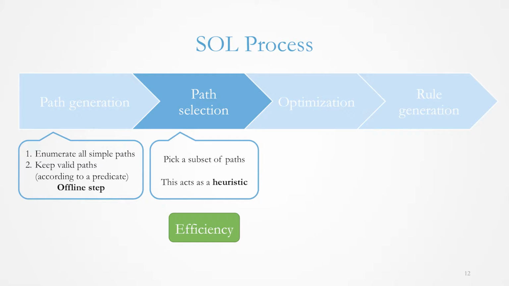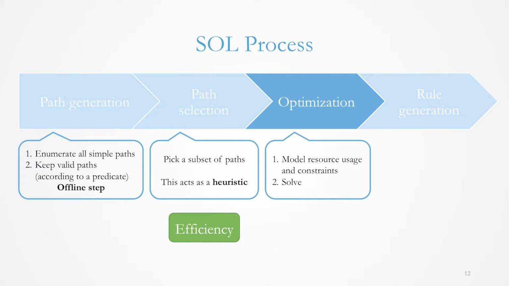Number 2 is path selection or path pruning, right? This works as a general heuristic step that lets us throw away a bunch of the paths we consider not to be important in the optimization. This is the step that lets us get back some of that efficiency. So out of the millions of paths you could have in a network, we pick a few that we think are going to be good.